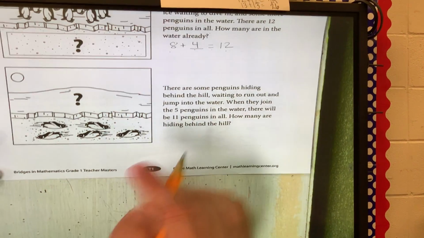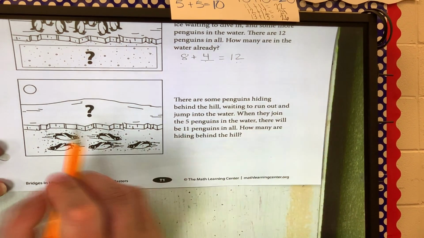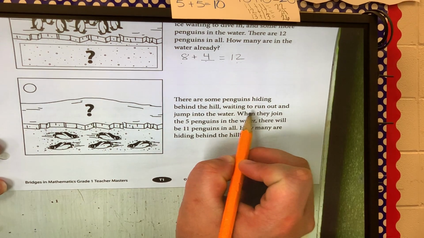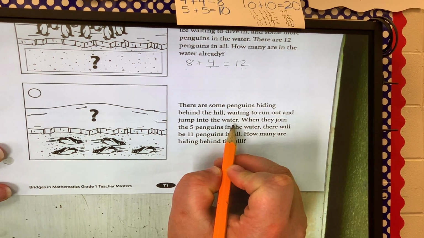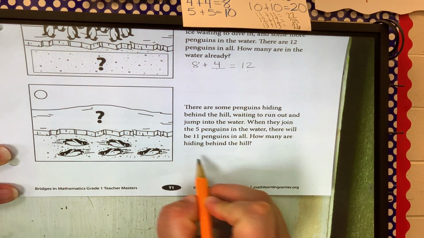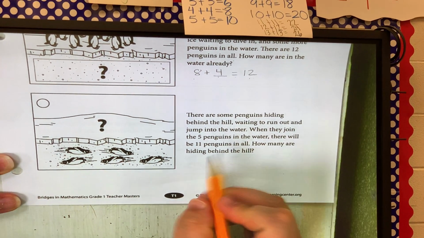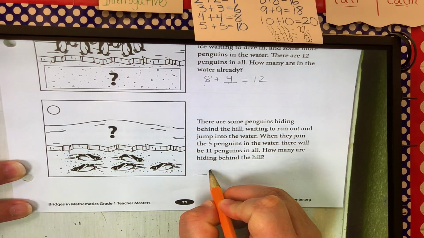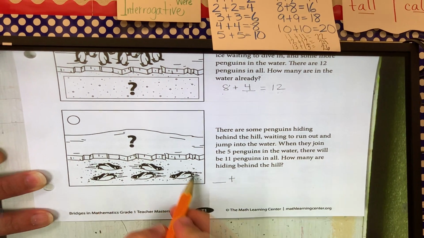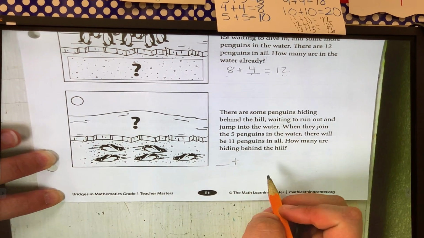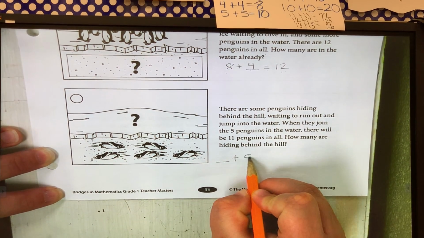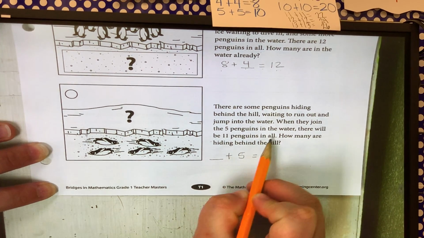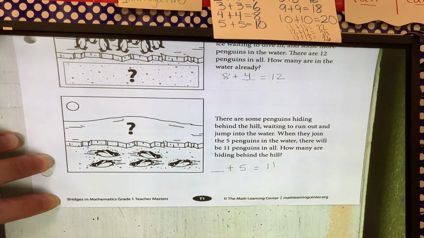All right. There are some penguins hiding behind the hill. We don't know how many. They're waiting to run and jump into the water when they join the 5 penguins that are already in the water. So it doesn't tell us how many are on the top, so I'm going to put a blank. And then we're going to add to the ones that are already in the water. How many were in the water? 5. And it says there will be 11 penguins in all.